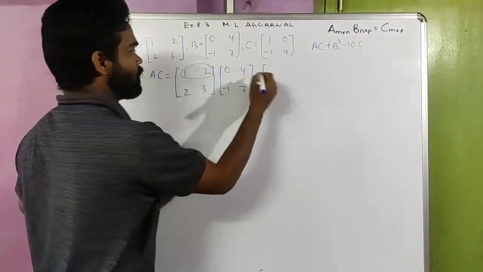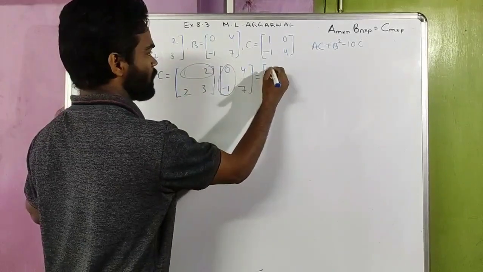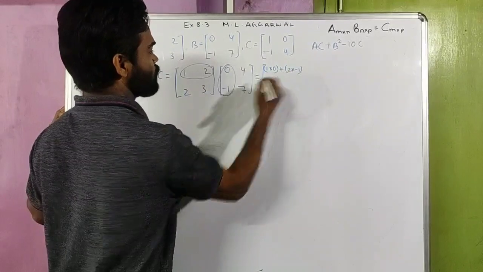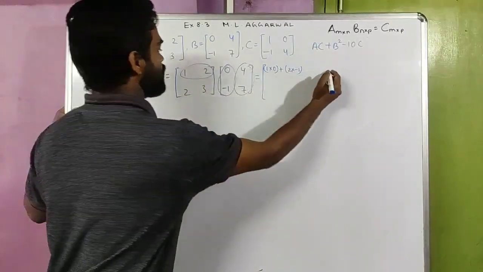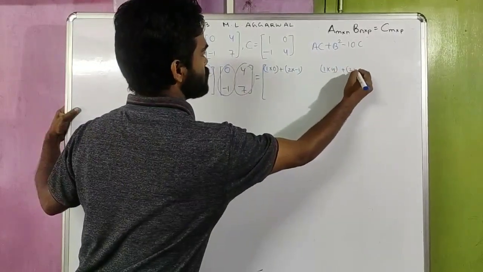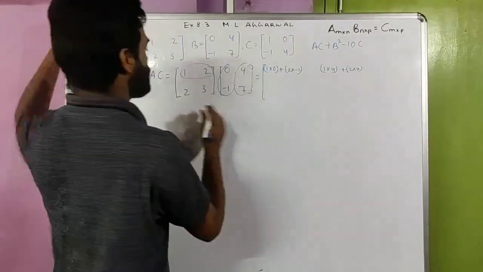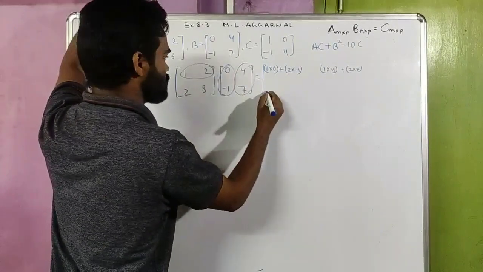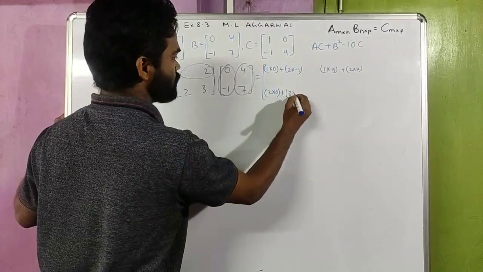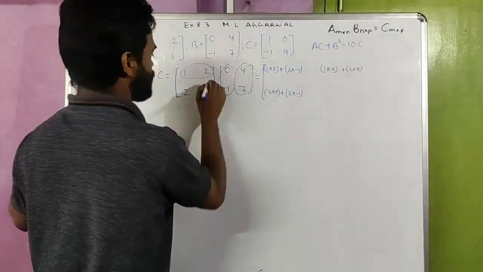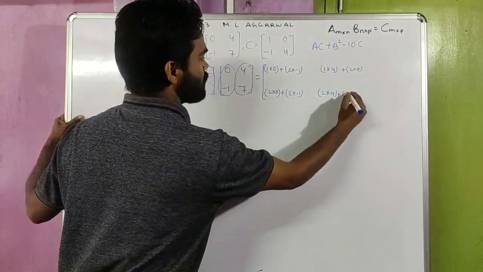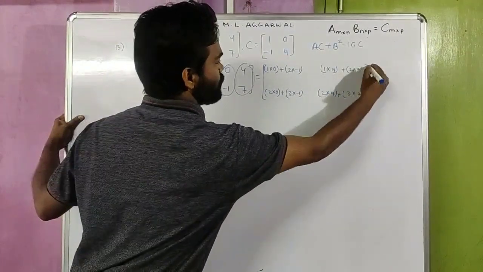First row, first column. So, that's 1 multiplied by 0 plus 2 multiplied by minus 1. Then first row, second column. So, 1 into 4 plus 2 into 7. Then second row, first column, that's 2 into 0 plus 3 into minus 1. Then second row, second column, that's 2 into 4 plus 3 into 7.